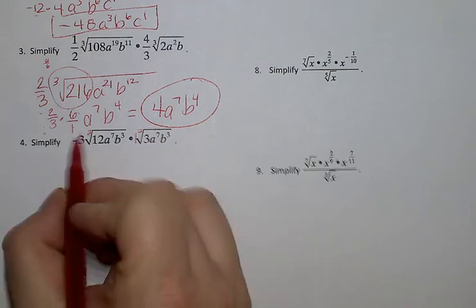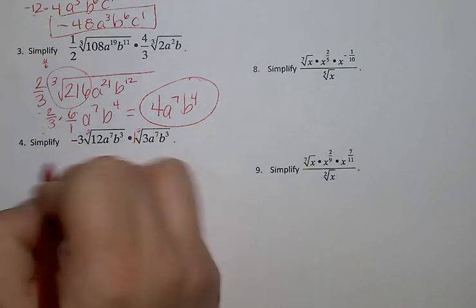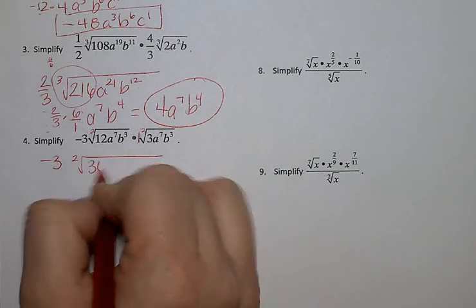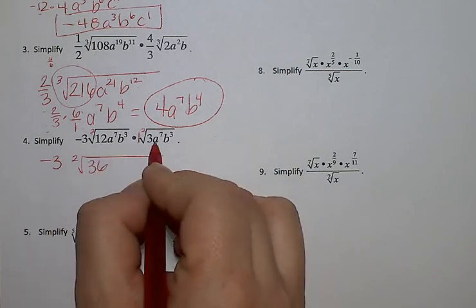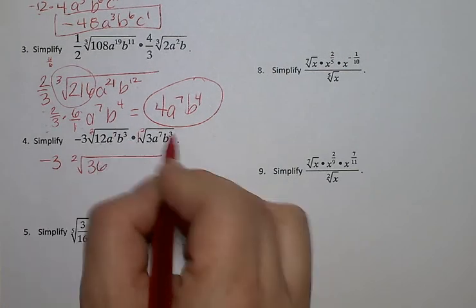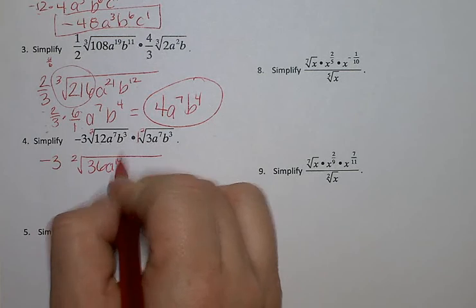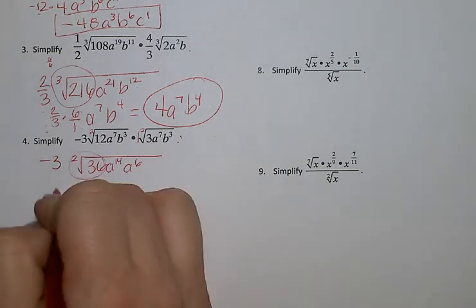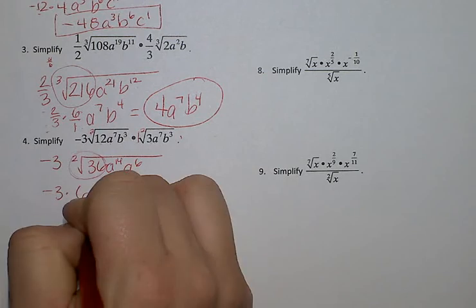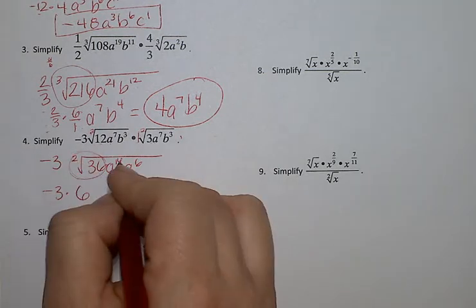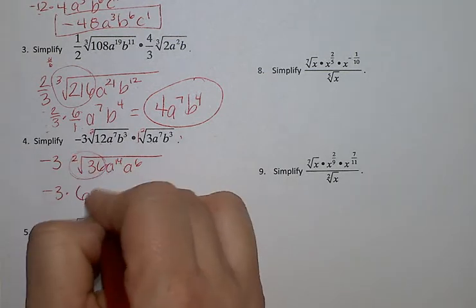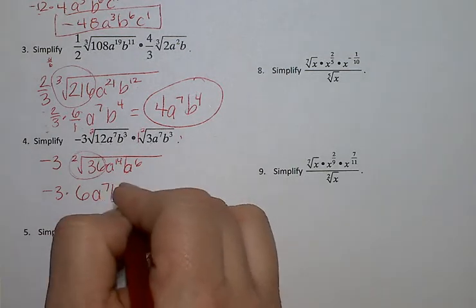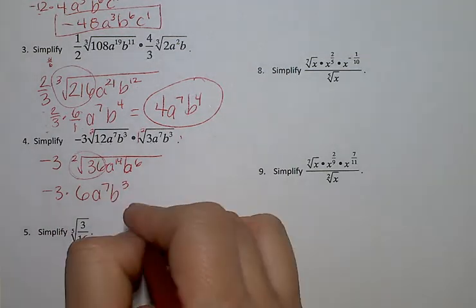Okay, we have the same nth root. -3 times 1 is -3. 12 times 3 is 36. Same base, and we're multiplying, we add the exponents. 7 plus 7 is 14, and 3 plus 3 is 6. The square root of 36 is 6. And you can take 7 groups of 2 out of 14, and you can take 3 groups of 2 out of 6. -3 times 6 is -18.